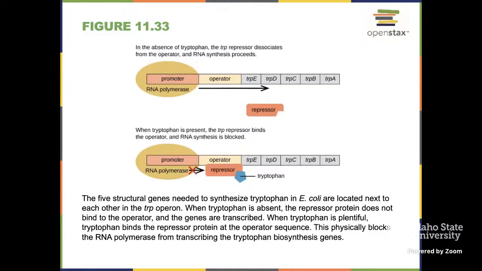Prevents that from happening. So this one depends on the circumstances, all right? If there isn't any tryptophan, the repressor is off, the switch is turned on to make it. If tryptophan is present, the repressor binds, the switch is turned to off, and we don't make any of it.